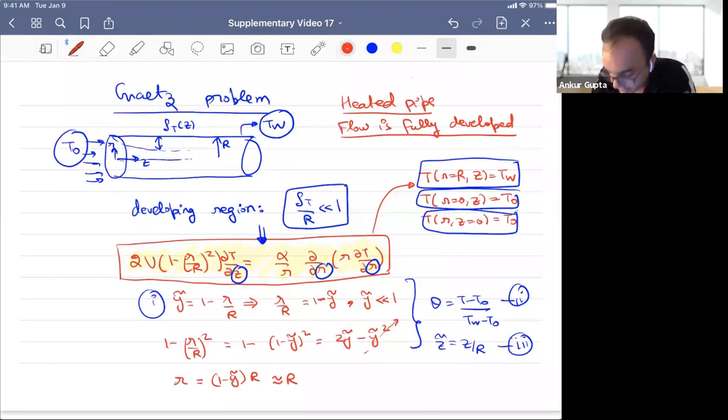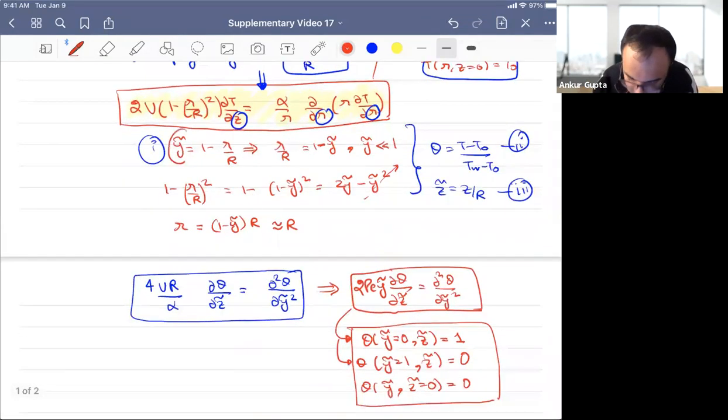We discussed this in class. Then we said, okay, this is fine, how do we proceed further? We said we want to exploit this delta T by R much smaller than 1. To do that, we define this non-dimensional distance from the wall, y tilde, which is 1 minus R by capital R. And when we substitute this back in the velocity profile, the velocity profile simply becomes 2y tilde.